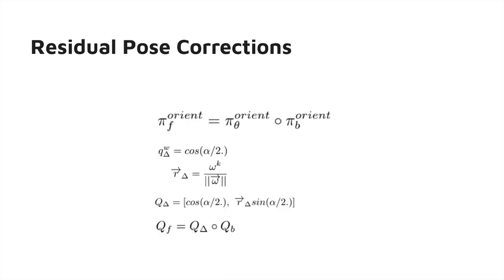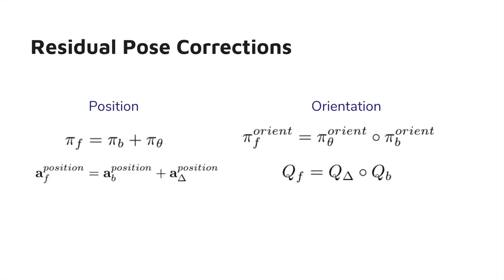Therefore, we define orientation-based residuals using a three-dimensional vector and a real number alpha, which can then be converted to a quaternion using the following approach. This allows us to efficiently learn an effective orientation-based policy. The full pose policy can then be expressed with these two formulations.